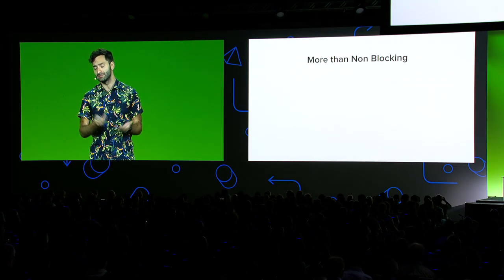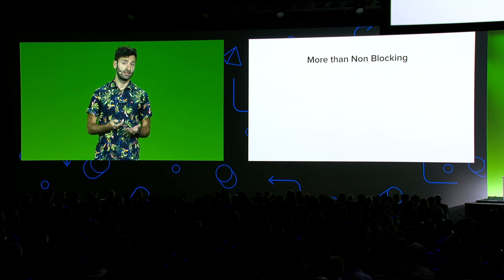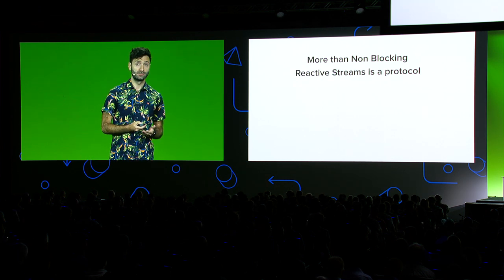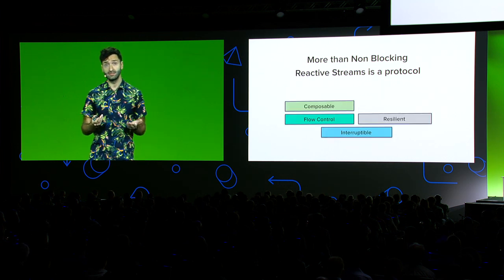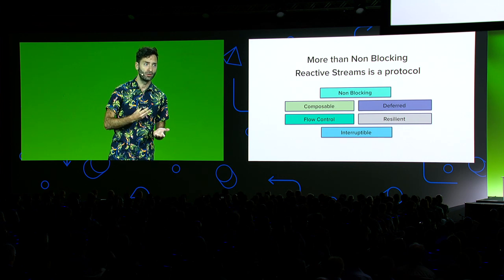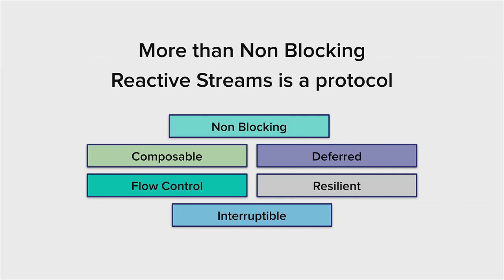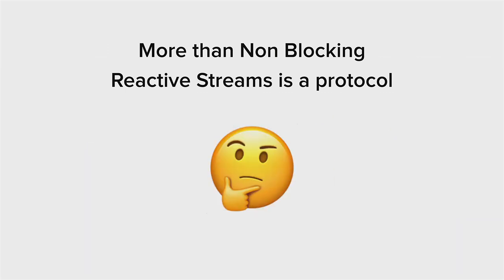And the thing is, reactive streams is more than non-blocking programming. It is, in my opinion, a protocol. So it has a set of qualities, a contract we have to implement as a producer of data or as a consumer of data. And these qualities actually are important to make your application more resilient, more scalable. But what do we do with a protocol, actually?